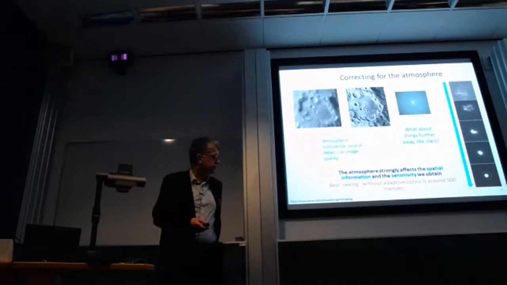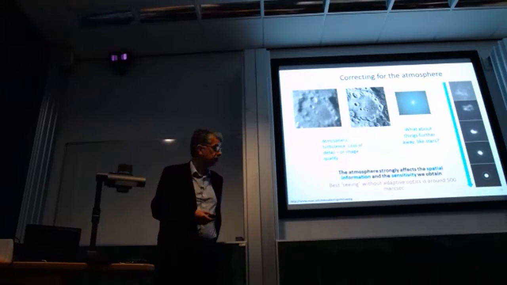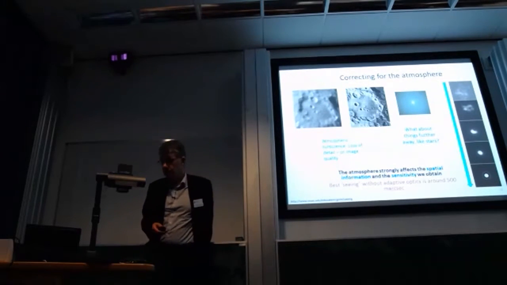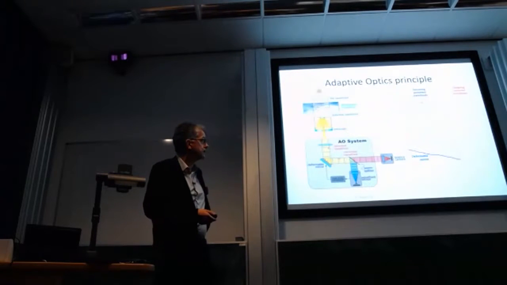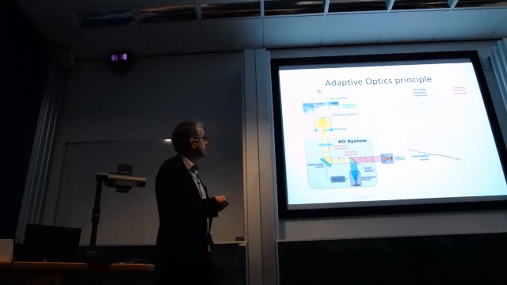If we don't do that, the limitation on the ground will be something like 500 milliarcseconds. With a 40-meter telescope, the diffraction limit is more like 4 milliarcseconds. And so to do that, you've got to use something called adaptive optics, which is also based on precision metrology, precision measurements.